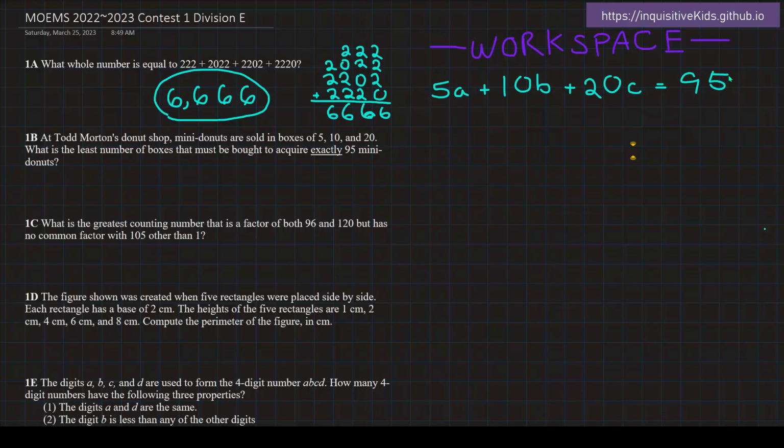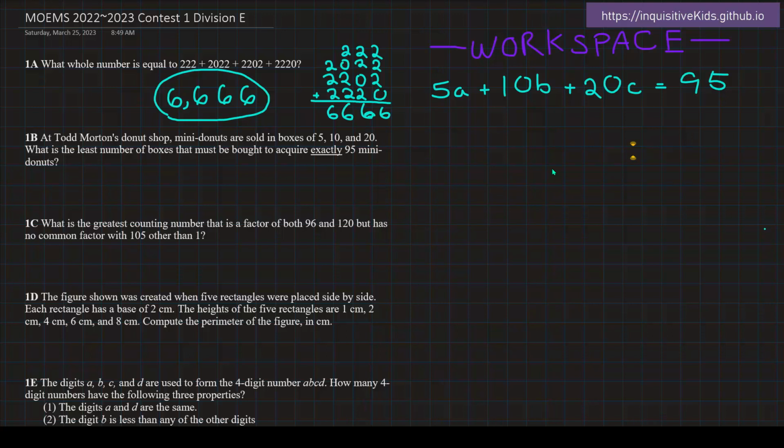Now we're trying to find a solution to this equation when the sum of A, B, and C is the smallest. So how can we do this? Let's think about this logically. We are trying to get exactly 95 mini donuts. So if we were to get the least number of boxes, the goal that we're trying to aim for is to get as many boxes of 20 as possible. So we were trying to get C to be as much as possible.